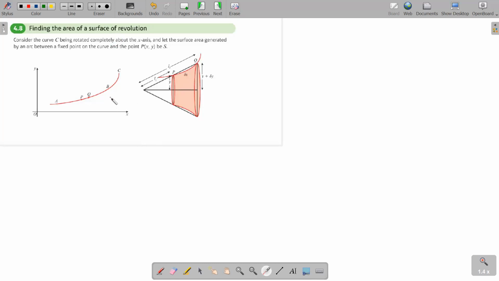Surface area means when you rotate this 360 degrees, do you see this shape you get in red? So then we don't get the volume, we are getting the surface area. Basically, how much area is covered by the surface.